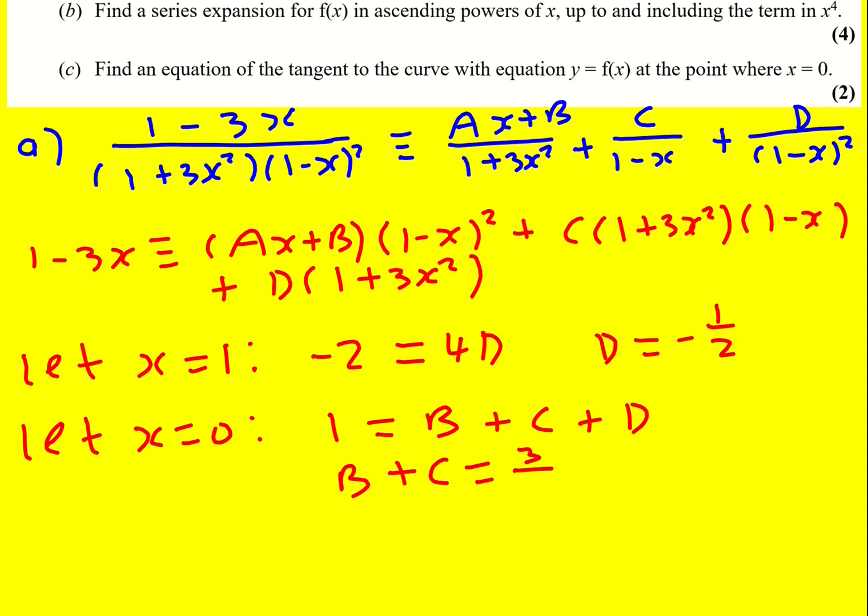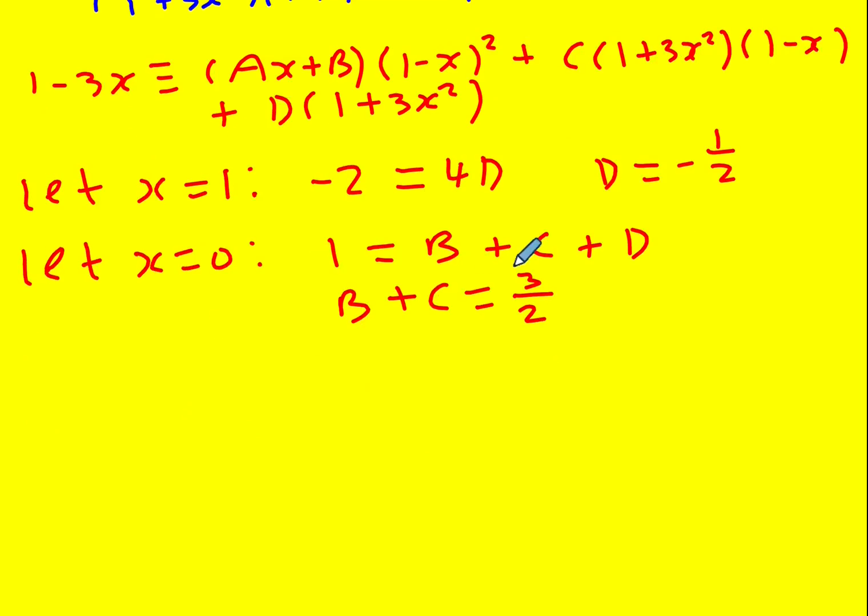to 3 over 2. Now actually, what we've just done is the same as if we had compared the coefficients of the constants, or x to the 0, because it's an identity, it must be that they're always the same. But we've got d is minus a half, we've got a relationship between b and c, we've got to keep going now. So let's compare coefficients.